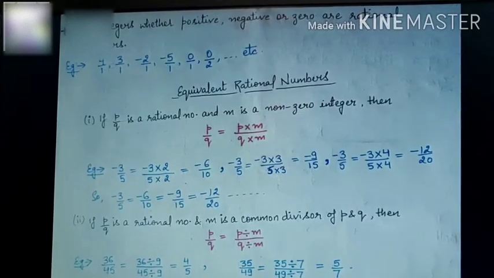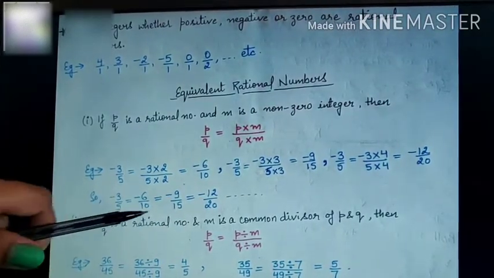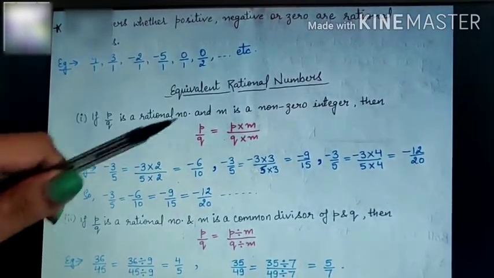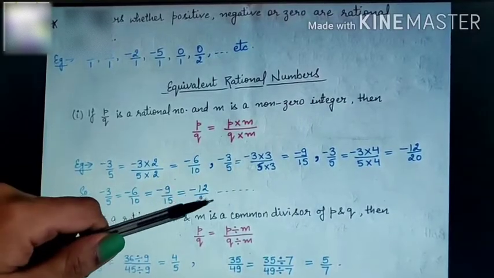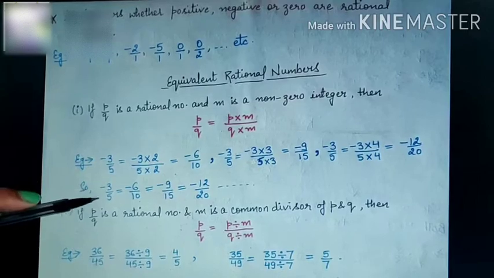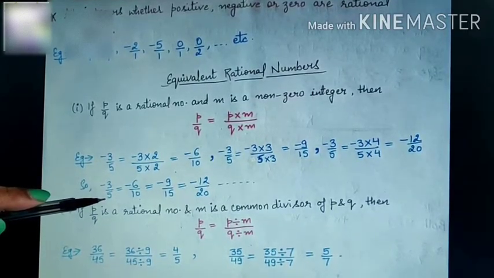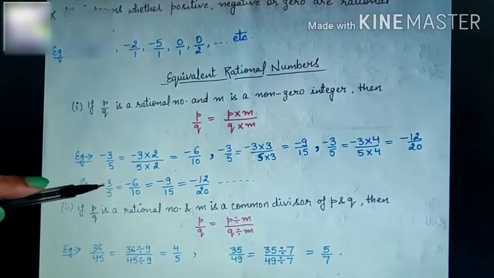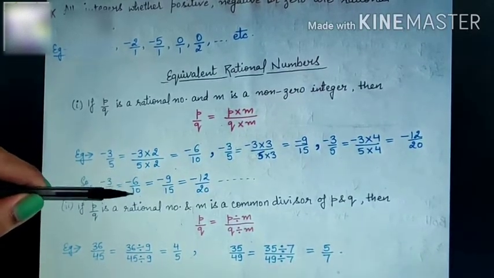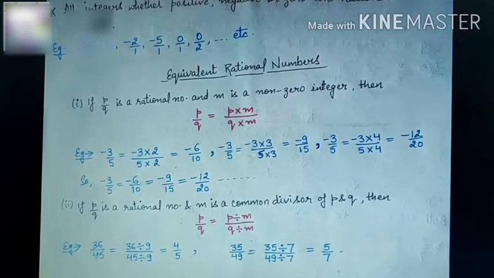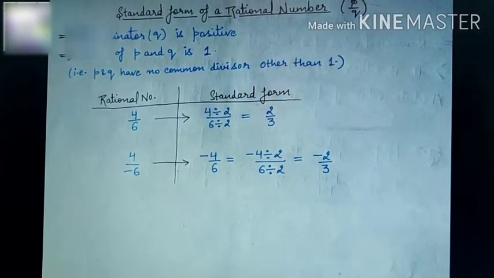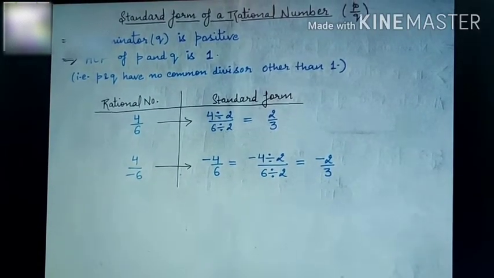See, as we have just seen in these examples, these are equivalent rational numbers. Means we have written one rational number in different forms. This is a different form, this is a different form, this is a different form. So the standard form is this one. Why? Because the denominator is positive and the HCF of 3 and 5, HCF of numerator and denominator, is 1. Here the HCF is not 1, it is divisible by 2, right? So it is not in standard form. So that's what we have to keep in mind while writing a rational number in standard form.